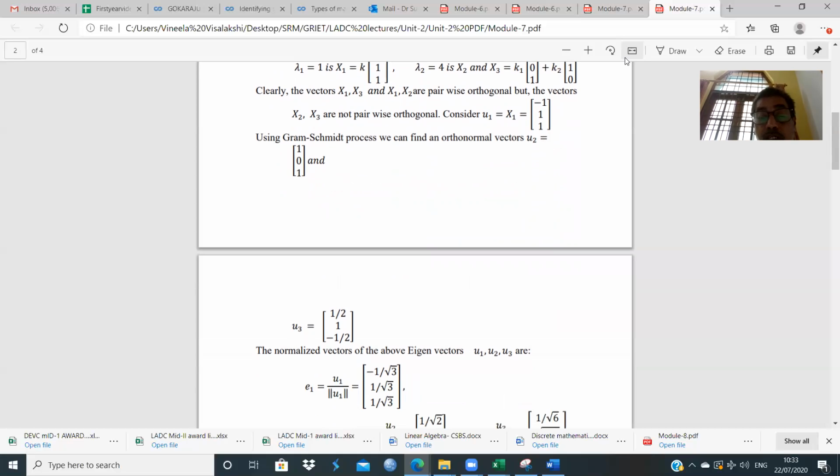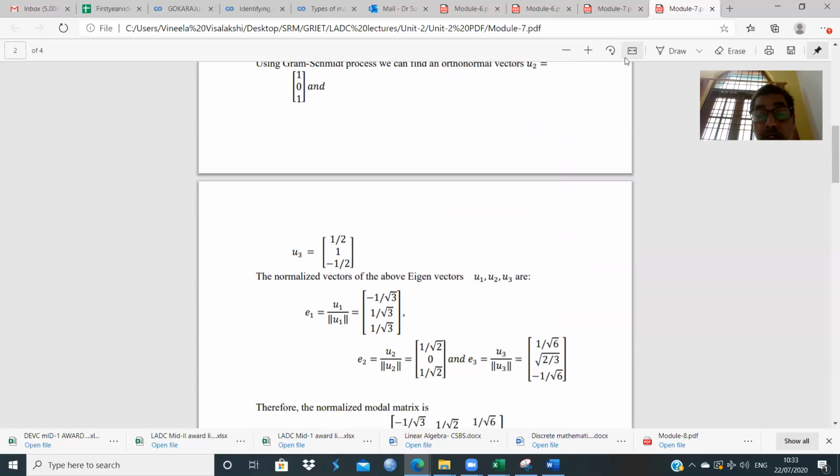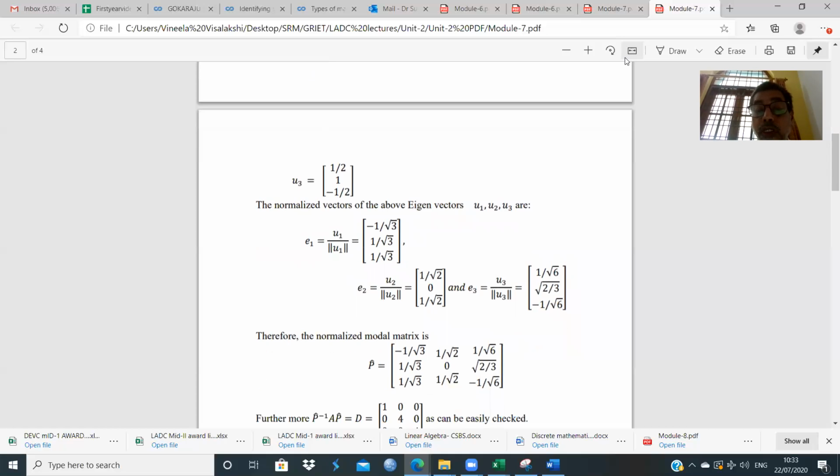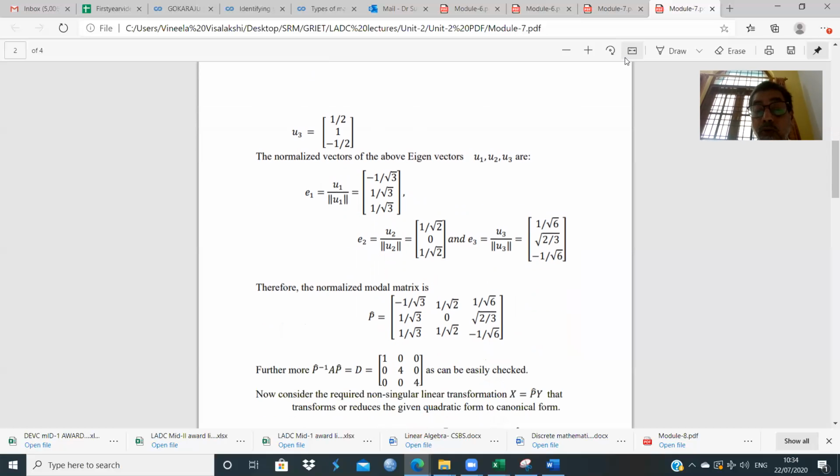Then we normalize all the eigenvectors. We get E1, E2, and E3. E1 is U1 divided by its norm. E2 is U2 divided by its norm. E3 is U3 divided by its norm. So once the normalized eigenvectors have been found, which are orthonormal, you store them in the matrix P. So this matrix P will be an orthogonal matrix.